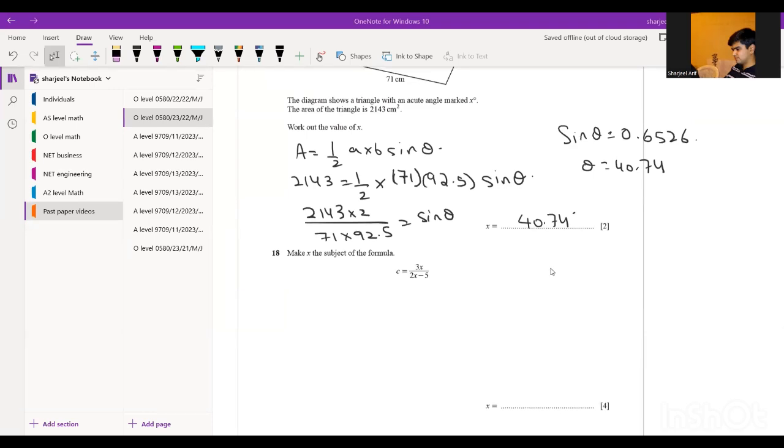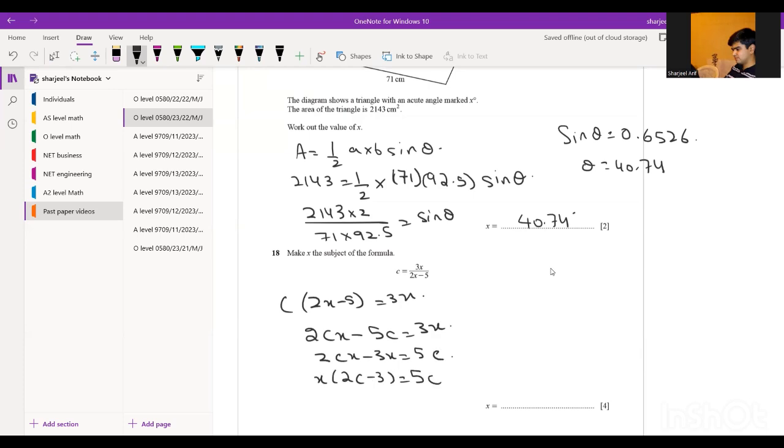For question number 18, we have to make x the subject. So this equation will become (2x minus 5) into c equal to 3x. So 2cx minus 5c will be equal to 3x. 2cx minus 3x equal to 5c. Take x common. So x will be equal to 5c over (2c minus 3).